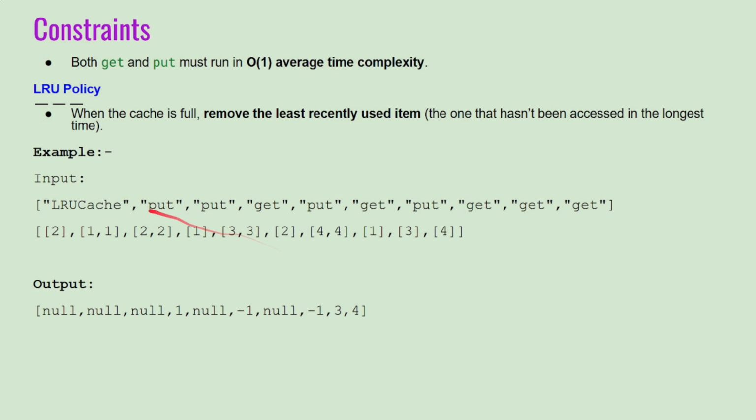So the given example was this, right? And these are the constraints. We know the get and put should run in O(1) time, and what is the LRU policy? When the cache is full, we have to remove the least recently used item, the one that hasn't been accessed for the longest time, right? So these are the operations that we will perform, and these are the values that we will put into this input, and so the output should come like this, as we have discussed.